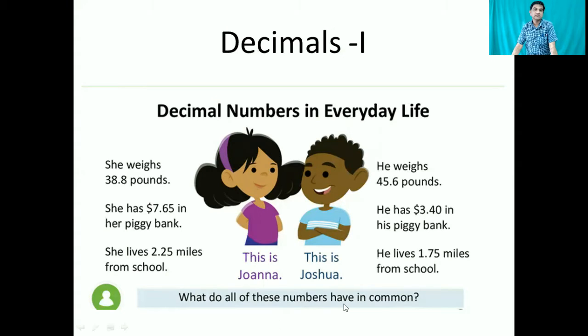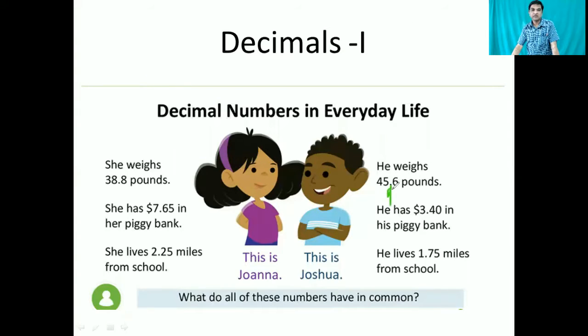And how far is her house from the school? It is 2.25 miles. On the other hand, the weight of Joshua is 45.6 pounds. He has $3.40 in his piggy bank, and he lives 1.75 miles from the school. Now what are these numbers called, 38.8 and 45.6? These are called decimal numbers because they are written with a decimal point in them.